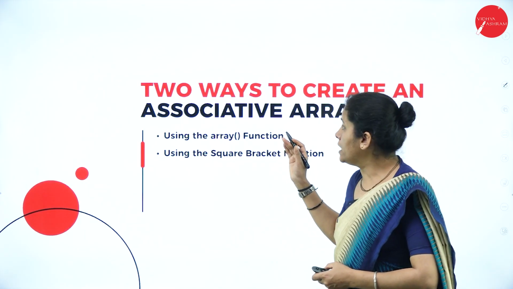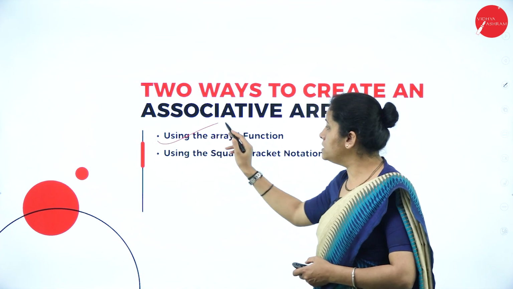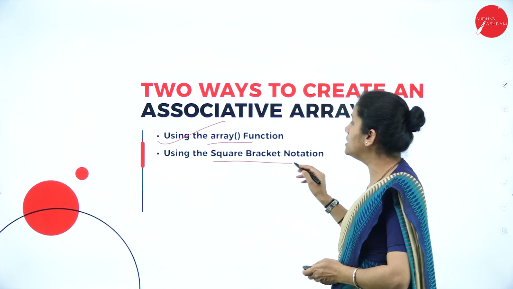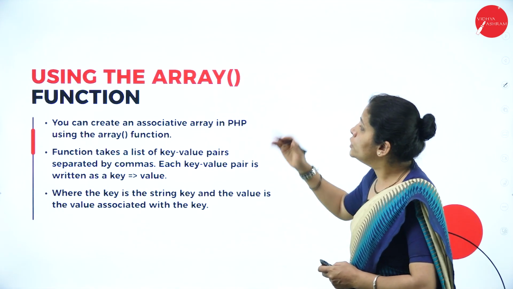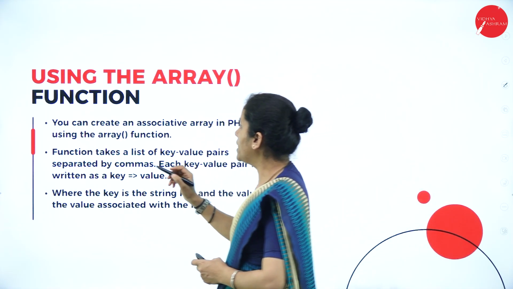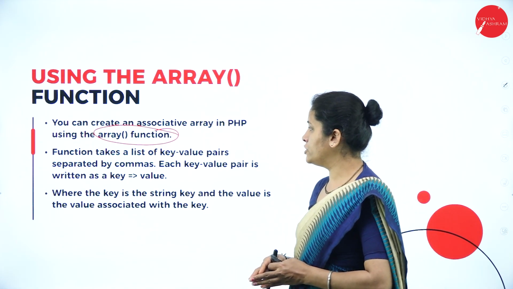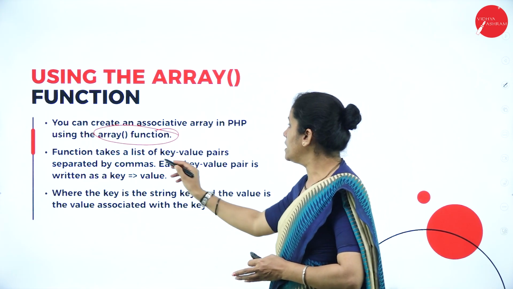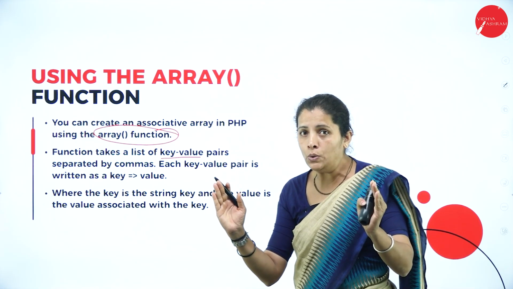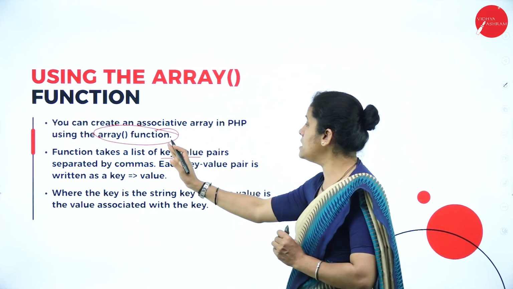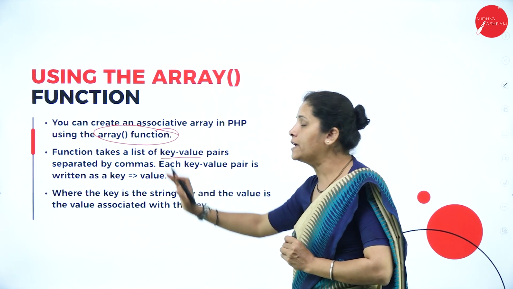Now, we can create associative arrays in two ways. Which are the two ways? By using the array function, and another method is by using square brackets. Using the array function, this function takes key-value pairs. I have the string key, and at the same time I have the value. Together they are termed key-value pairs, and they are separated by commas.